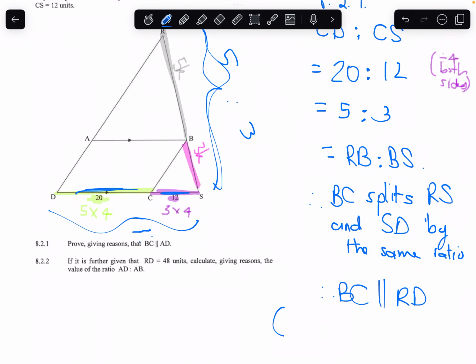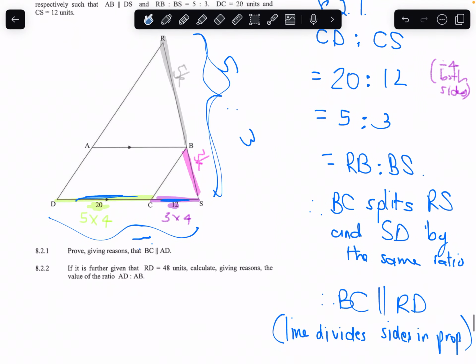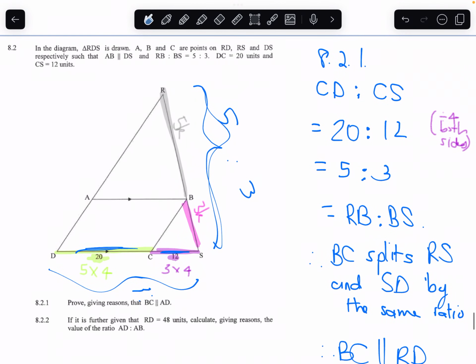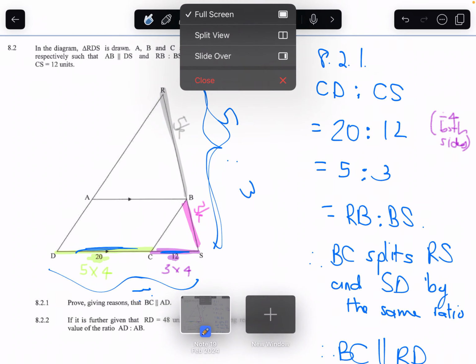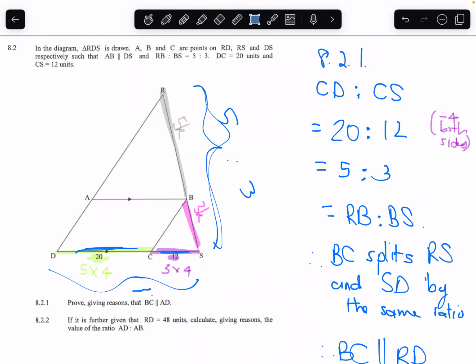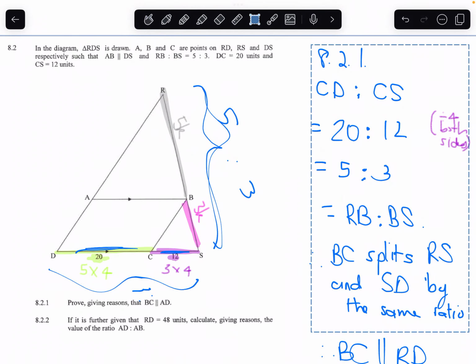And the reason is line divides sides in prop. Gotta love these little abbreviations, right? Prop for in proportion, same proportion. Okay, lovely. Well, that was a learning moment for me. Definitely some knowledge I'm going to hold on to for dear life.